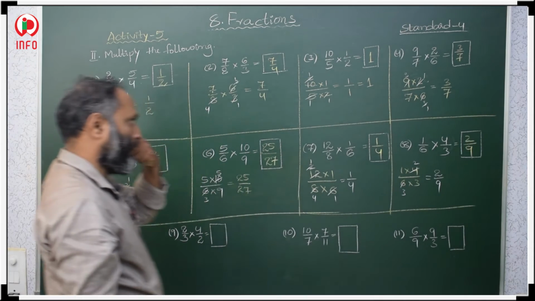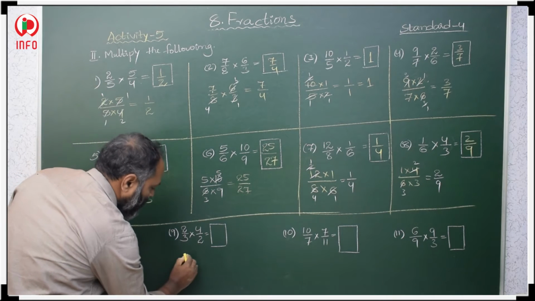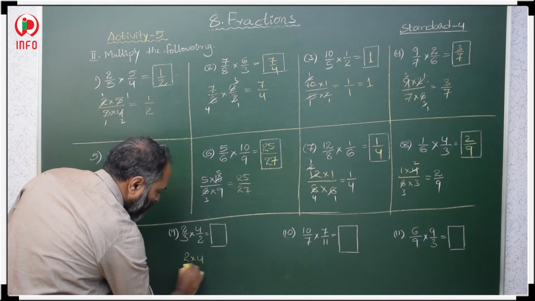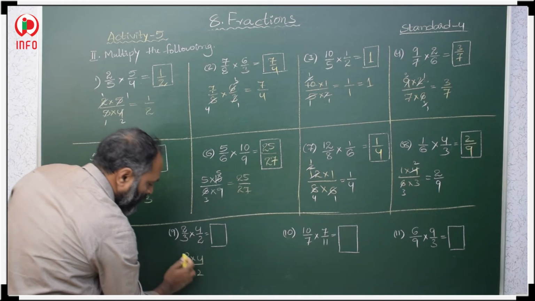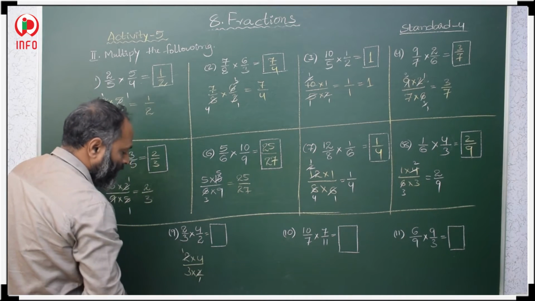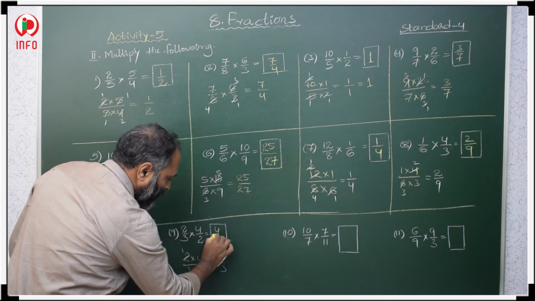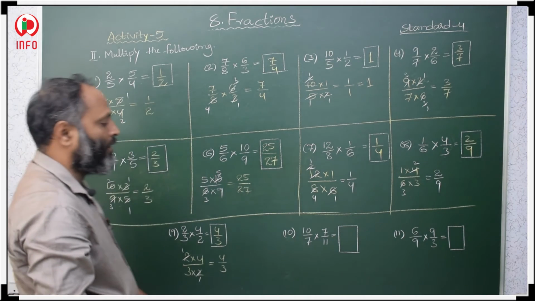2 by 9. So here, now numerator with numerator, 2 into 4 by 3 into 2. These two have common factor 2. 2 ones are 2, 2 ones are 2. Then in the numerator 1 4s are 4, in the denominator 3 ones are 3. 4 by 3.